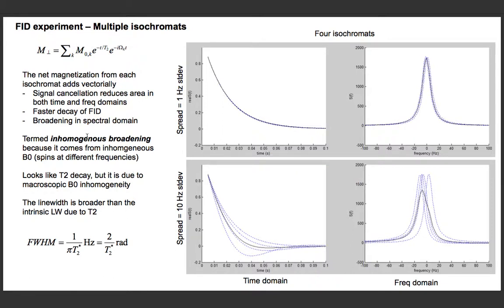This effect from inhomogeneous samples is called inhomogeneous broadening, because it comes from the broadening of the line width due to an inhomogeneous B0 field. And that's how we're interpreting these 4 isochromats. Instead of putting a sample in perfectly at 3 Tesla, there are 4 samples that are slightly different, slightly higher or lower than that nominal field B0.